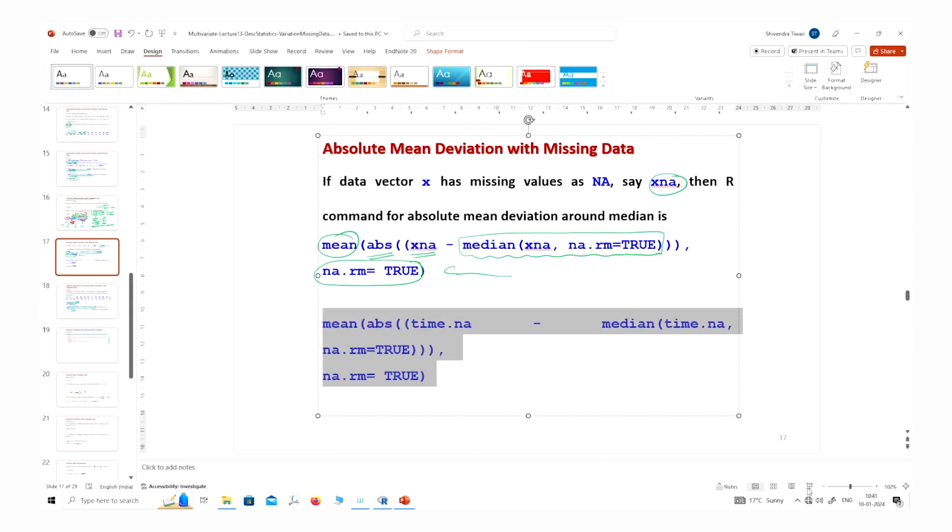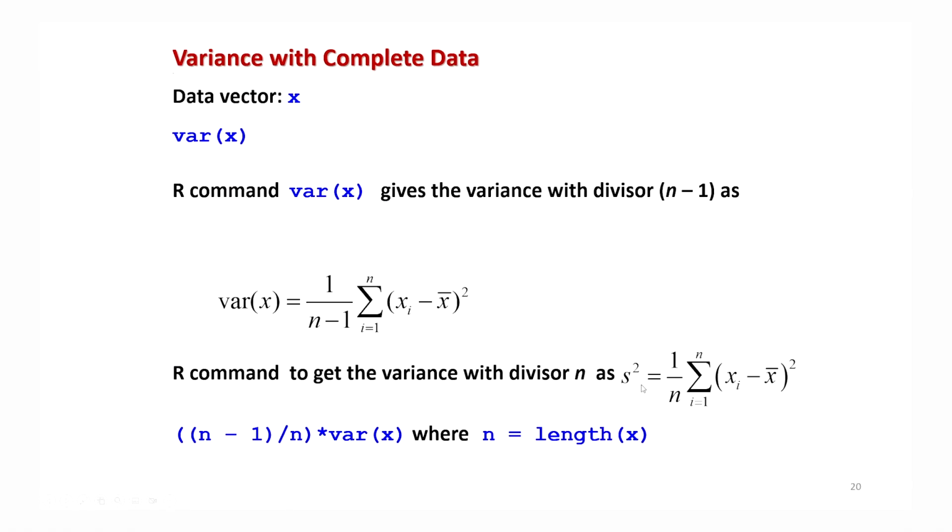Right. Okay. So now let me come to our next topic. The next command here is variance, which is the popular command to find the variation in the data. We know that when we have the complete data set, the variance is computed by the function var. And we know that var computes the variance as 1 over n minus 1, summation i goes from 1 to n, x i minus x bar whole square. And this is what the var command in R is computing.